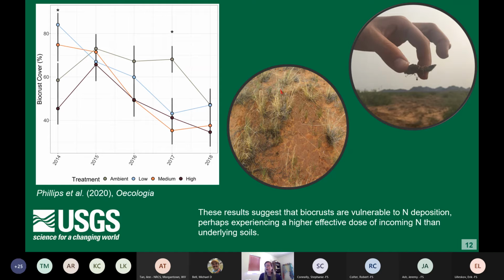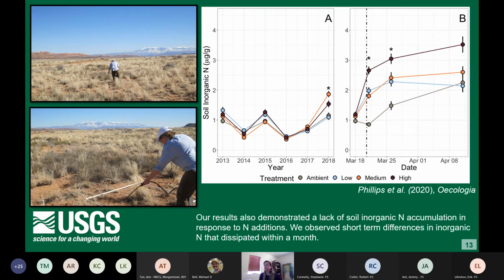However, we didn't see any response in the plant community. For the Colorado Plateau, for this region, the background deposition rates are around 3 kilograms of nitrogen per hectare per year, and critical loads are set to be 5, which was our medium value. So our high value is 8, which is higher than the critical load for this region, and we didn't see any effects on plant community composition or diversity long-term, but we did see these modest decreases in biocrust cover. And then when we look at the soil inorganic nitrogen, we also see some interesting things.